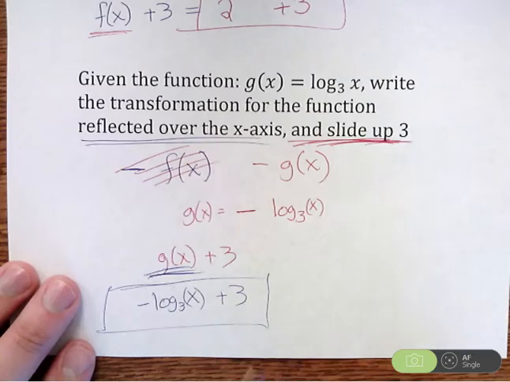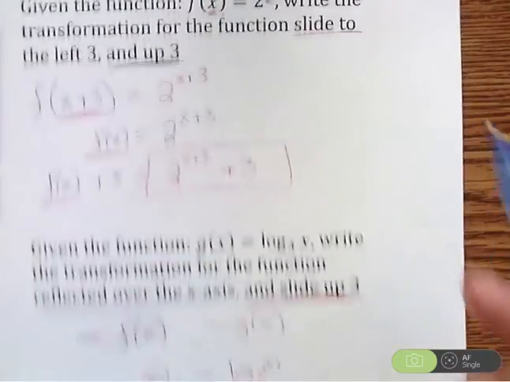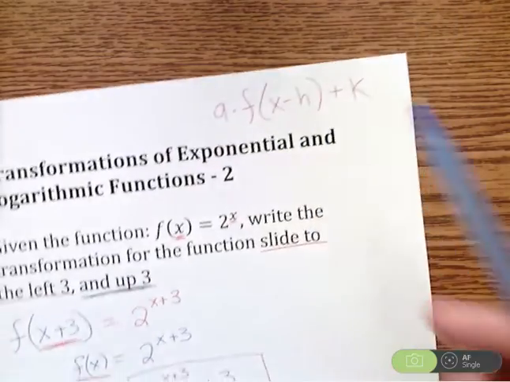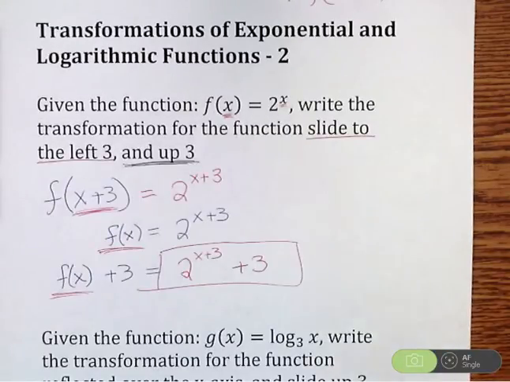These do take a little bit of practice. It's just a whole bunch of substitution, but also recognizing what a, h, and k stand for. So those are some basic examples on transformations of exponential and logarithmic functions.